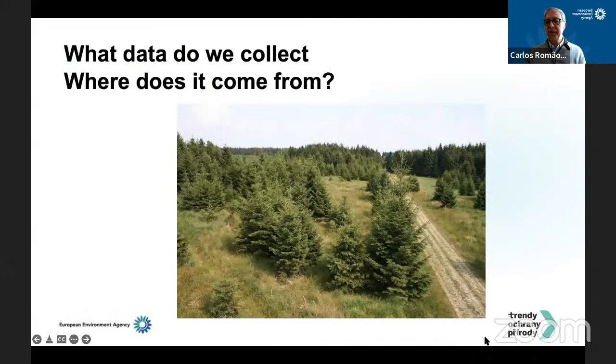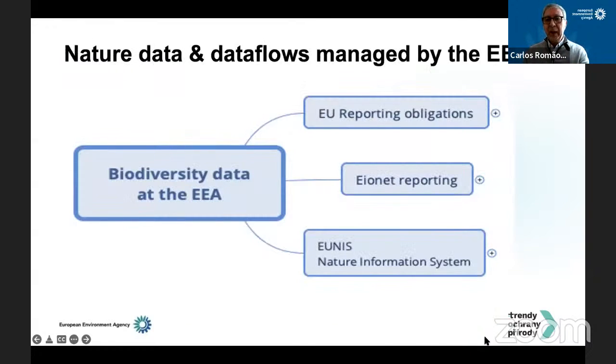And I'll then start with information about the data we collect and what it comes from. Basically, we can say that the data we have comes from 3 different sources. The first and the major one is all the EU reporting obligations. It means all the information that the countries, the member states of the European Union, are obliged to report to the Commission. In our case, we have mainly the Birds Directive, the Habitats Directive, more recently also the Invasive Alien Species Regulation, etc.